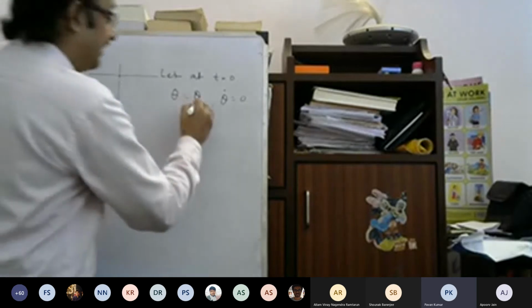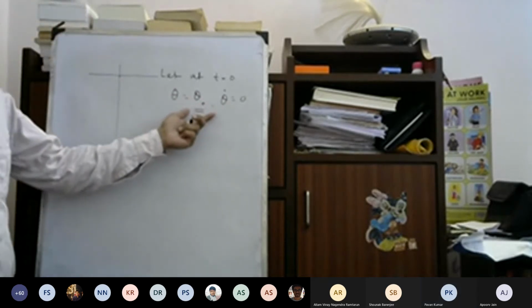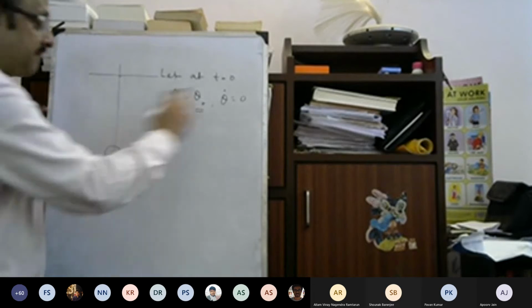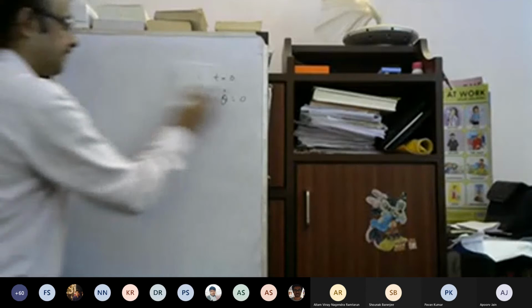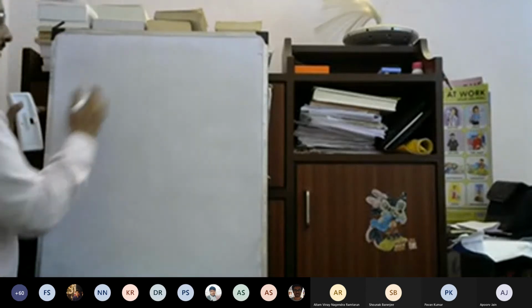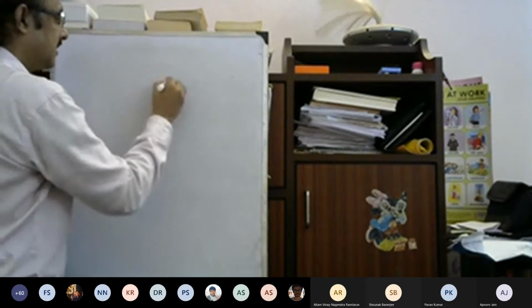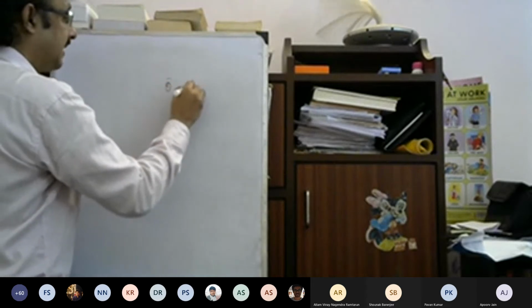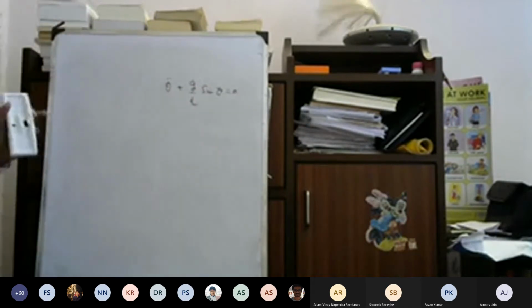See this angle, actually it is not arbitrary. The equilibrium position cannot be arbitrary. So again, let me explain. This is the equation: theta double dot plus g by L sin theta equal to 0.